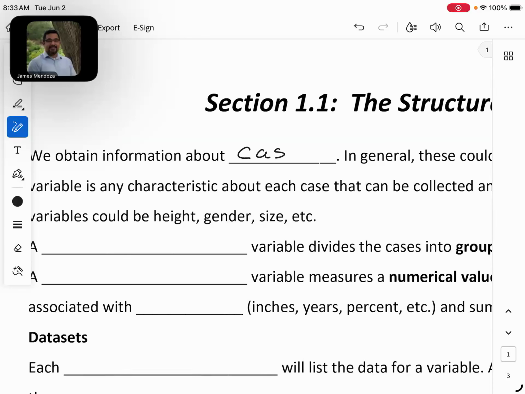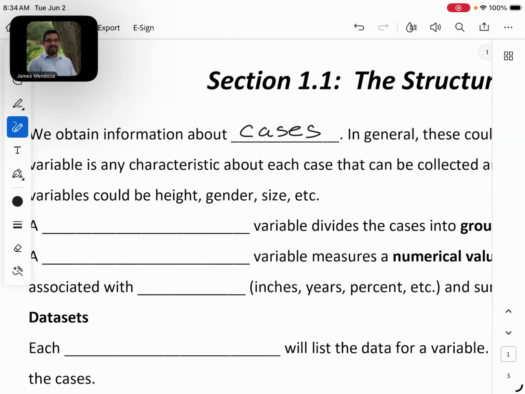Now, if you have ever read any literature articles, you might have heard or seen a different word used, like the subjects. But more simply, it's going to be either the people, the places, the animals, whatever it is that you are studying, and it's from them that you're going to be collecting data. The types of data you collect might be their height, their gender, the size of clothes or shoes that they wear, whatever it is that you're going to be measuring.